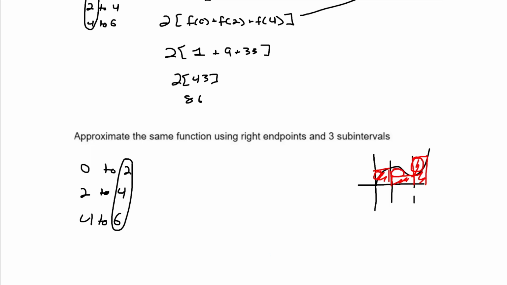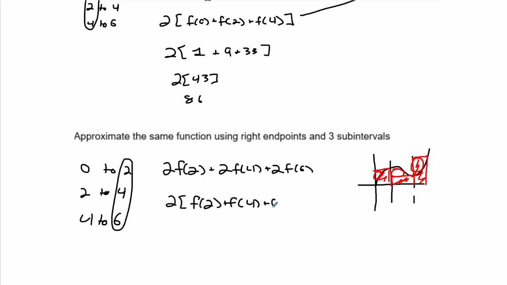But as we make the intervals smaller and smaller, our answer will get closer and closer, and we will eventually have an actual interval, right? So here we would have 2 times f of 2 plus 2 times f of 4 plus 2 times f of 6. And we can write this as 2 times f of 2 plus f of 4 plus f of 6. And again, our actual function was 2x squared plus 1, right?